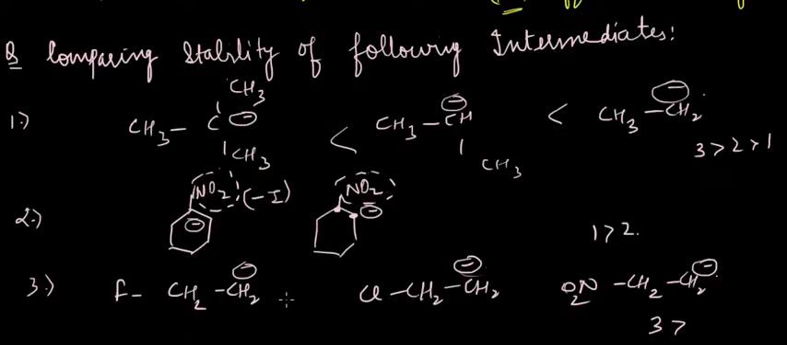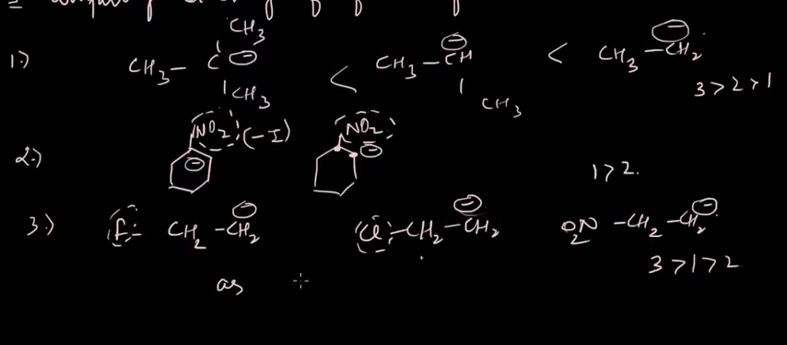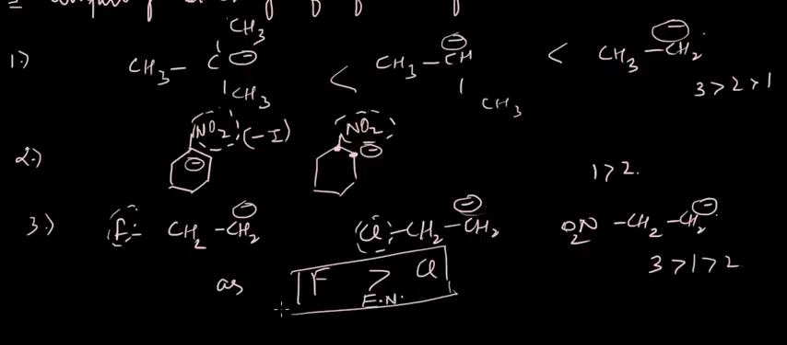So what would be the order? Obviously 1 would be more stable than 2, because of the higher electronegativity of fluorine than chlorine. As fluorine has higher electronegativity than chlorine, it would attract electrons more towards it, hence the minus I of this compound is higher than the minus I of this compound. I have shown 2 arrows here just for clarity, hence 1 would be more stable than 2.